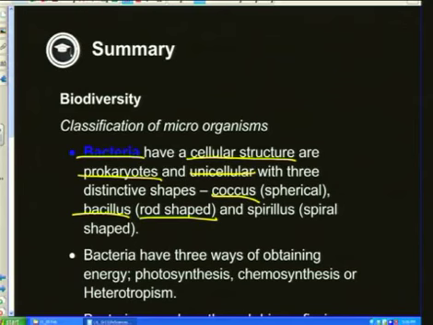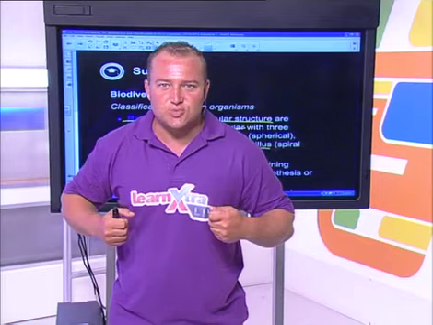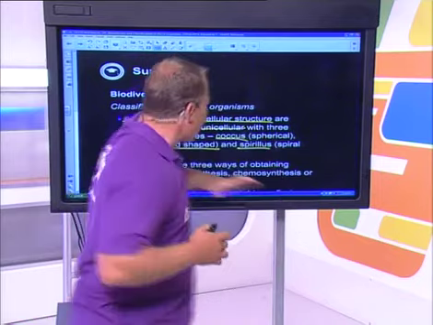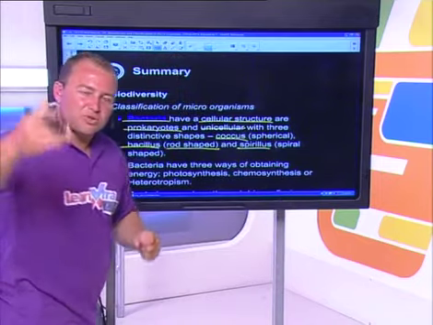And the last one is spirillus, which means it's a twist, right? It looks like a spring. That's cool, like a spring. That's the one we're looking at. So that is just the three main structures.